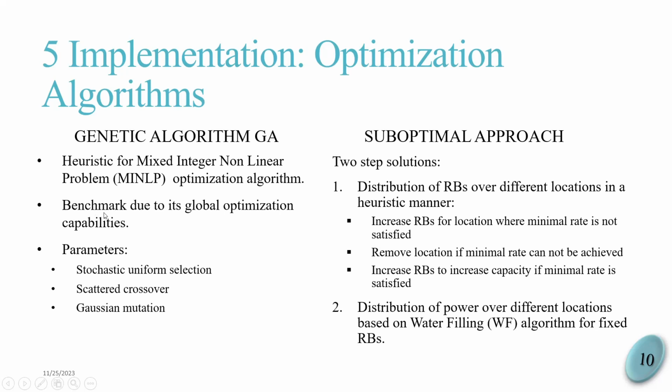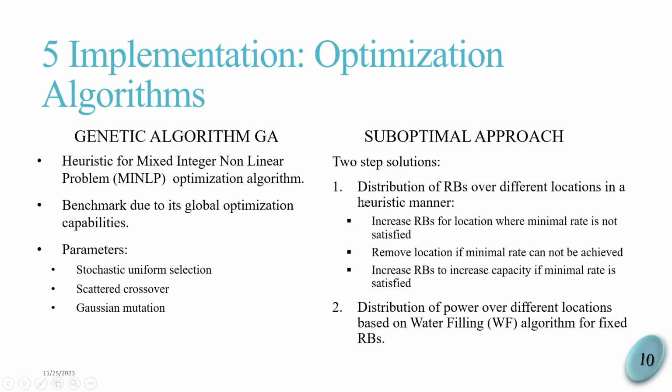So it's a benchmark, so we are going to compare the genetic algorithm with the suboptimal approach. And it can be considered as a benchmark as it's known for its global optimization capabilities. The parameters used for the genetic algorithm are stochastic uniform selection, scattered crossover, and Gaussian mutation. For the suboptimal approach, we are going to implement a two-step solution.